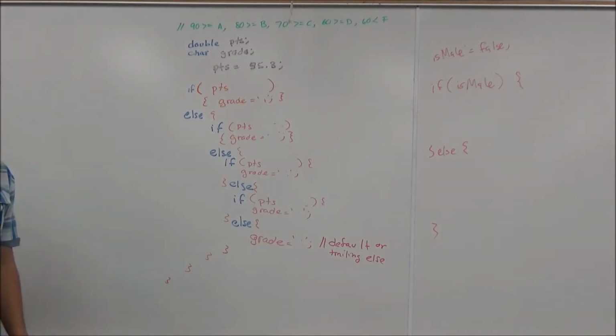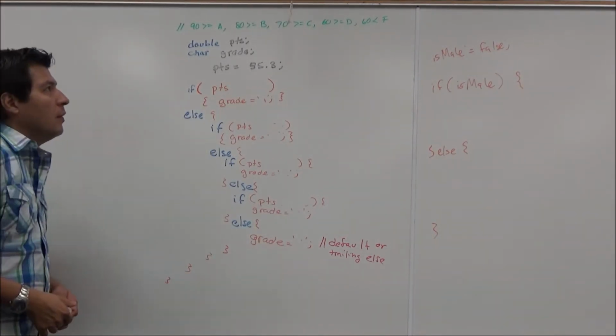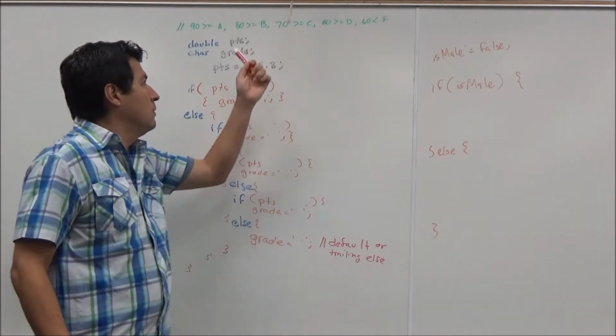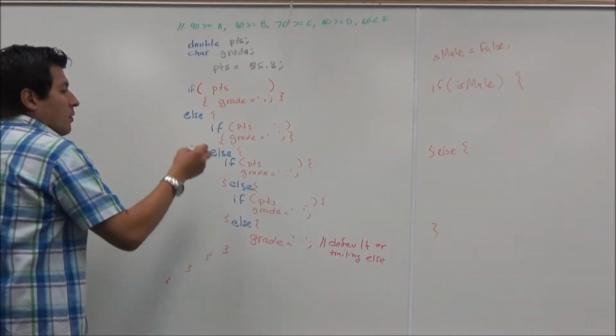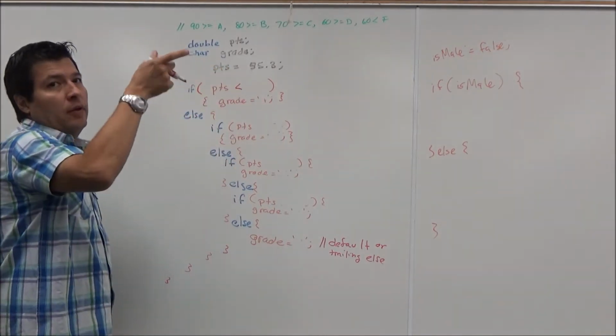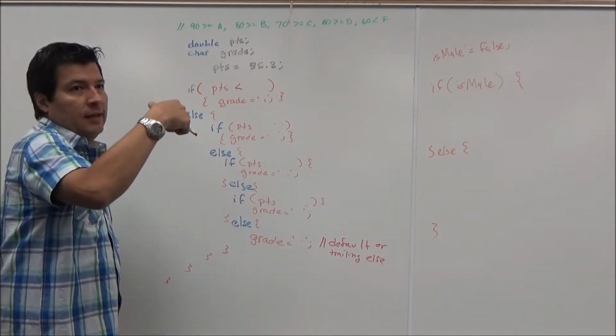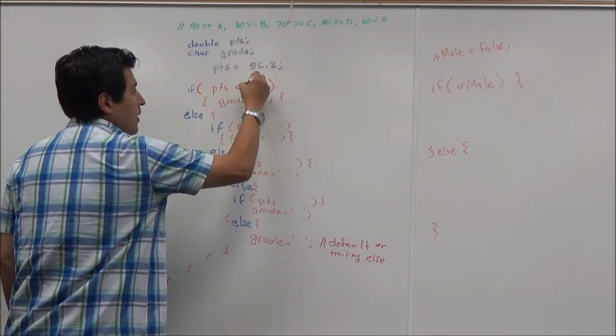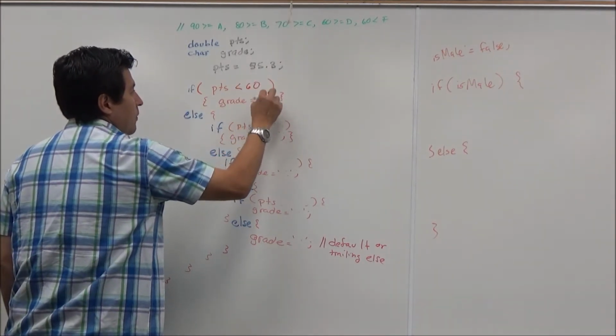How will I write it in ascending order? Well, I'll start here. If it's less than 60, right? We were testing greater or equal, so the opposite of greater and equal is less than, right? So if it's less than 60, you get an F, right?